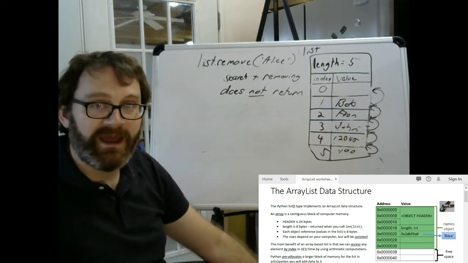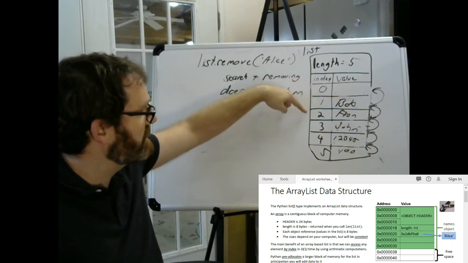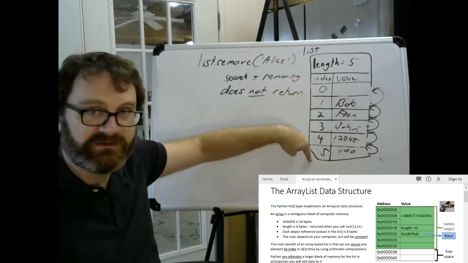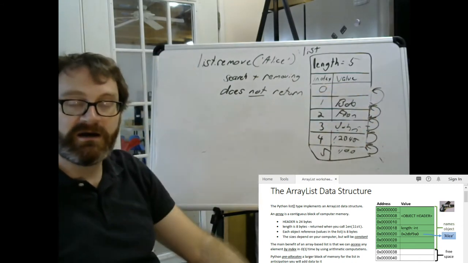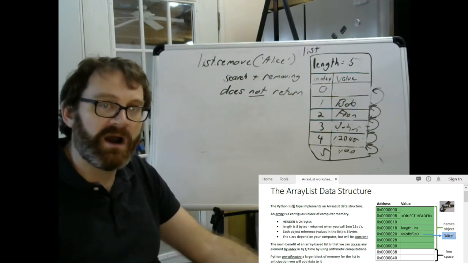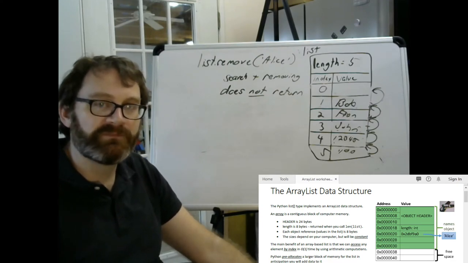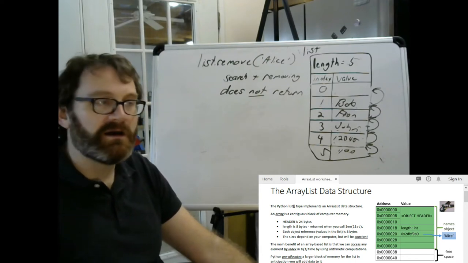So, how many moves did I do? Well, I had 6 items, 1, 2, 3, 4, 5, 6. I used to have 6 items, and I did 1, 2, 3, 4, 5 moves. That's on the order of the length of the list. It is n minus 1. So the big O here is big O of n, right?